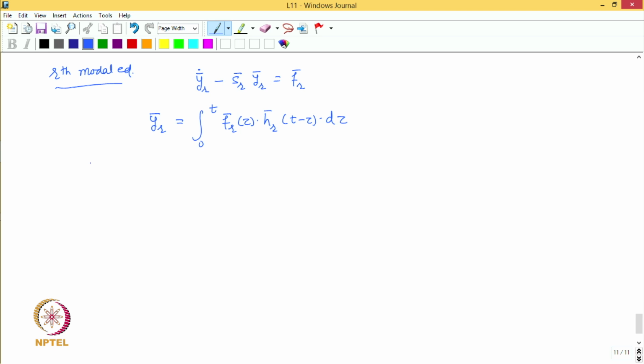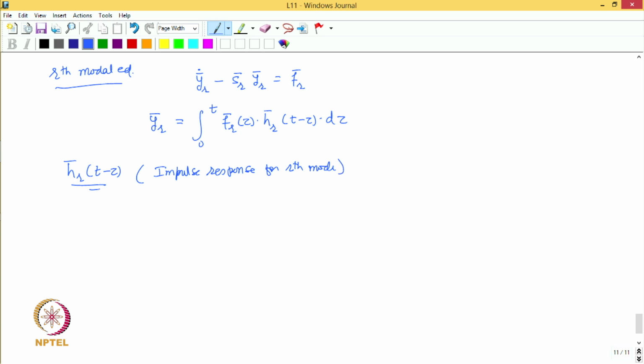But now the question is, what is h r bar t minus tau, right. So, it is nothing but the impulse response for the rth mode, right, it is an rth complex mode. So, what is the impulse response for this?